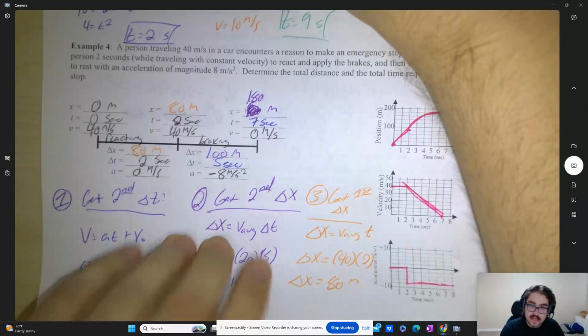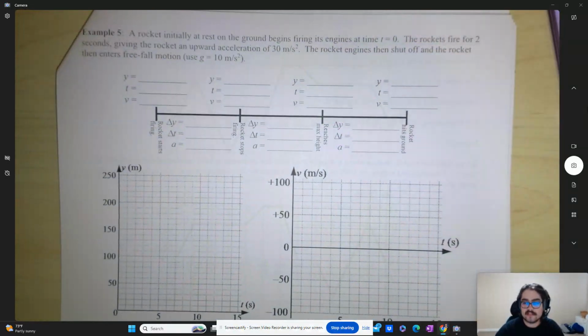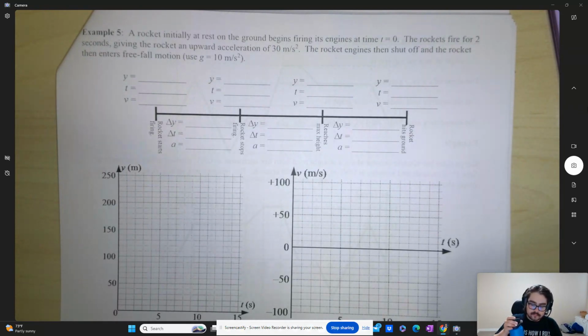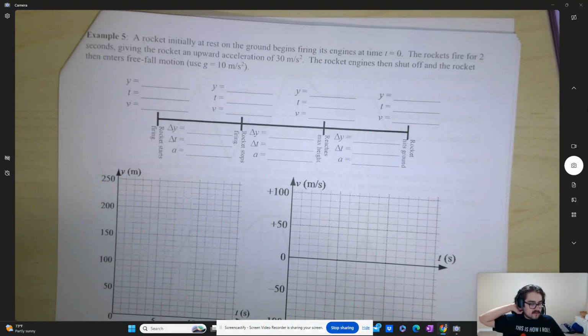Now let's do the last problem, this rocket problem here. A rocket initially on the ground begins firing its engines at time t equals 0. Rockets fire for 2 seconds, giving the rocket upward acceleration of 30 meters per second squared. Rocket engines then shut off, and rocket enters free fall motion. Use g equals 10. So it tells us what each of the segments represent here, which is very nice of them to do. Let's fill in the important information.